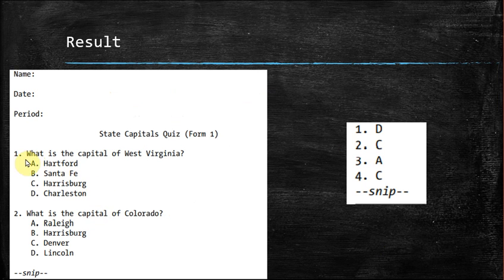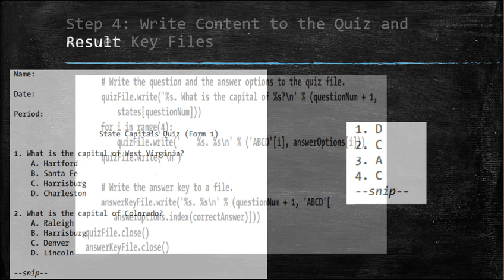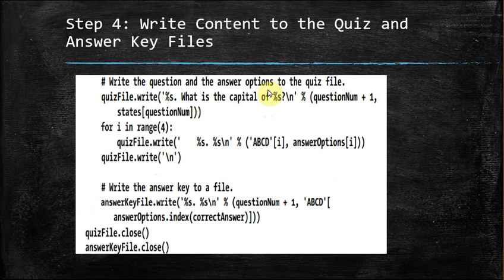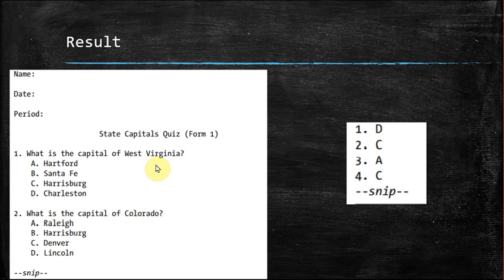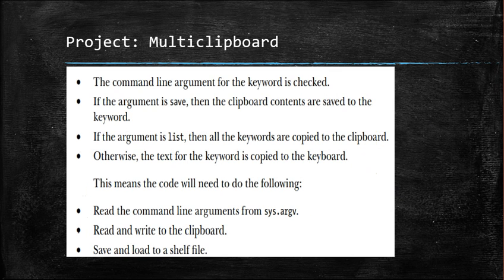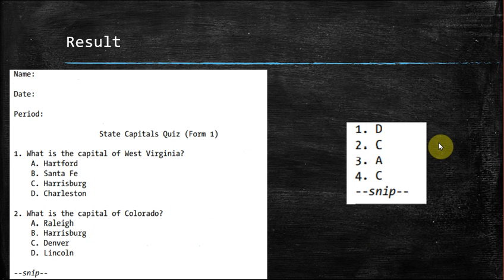So your question paper questions will be like this: 1, what is the capital of West Virginia? That is what is the capital of percentage S, where the number comes from question number plus 1. In this case, the first question is West Virginia. The states are randomly considered, and for that purpose you are using the random keyword there. So this is how your question paper is written, and this is your answer key file. That is about your program, generating a random quiz.